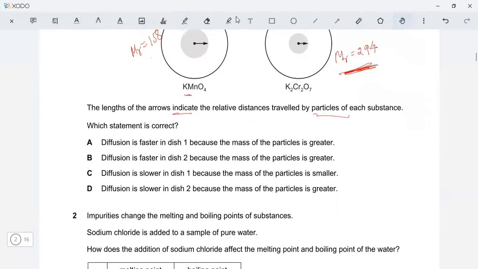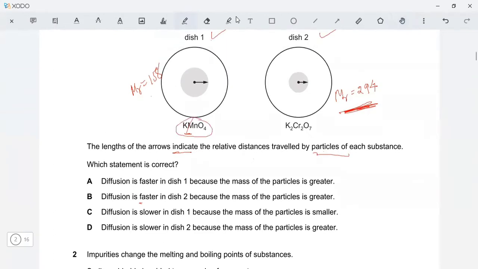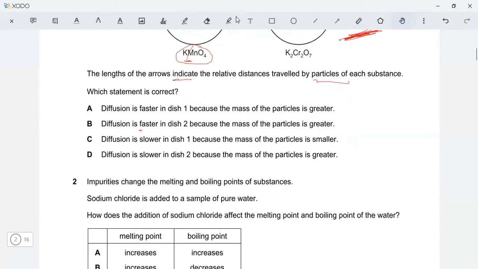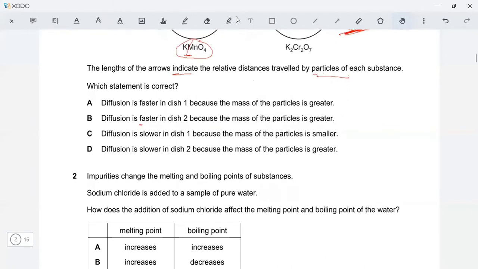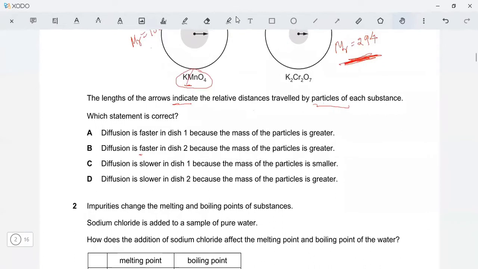The first option says diffusion is faster in dish one because the mass of particles is greater. The second option says diffusion is faster in dish two. Already I said that diffusion will be faster in lighter particles, lighter meaning less mass. In the diagram, dish one has less mass, containing only 158 Mr of potassium manganate, whereas dish two has higher mass, it is the heavier one. Heavier particles will have less diffusion, lighter particles will have more diffusion. It's very clear, so just find out which option suits this concept.